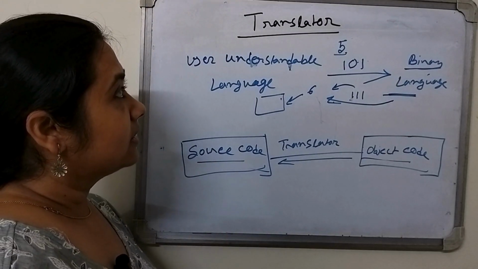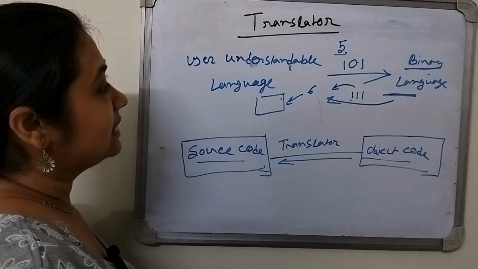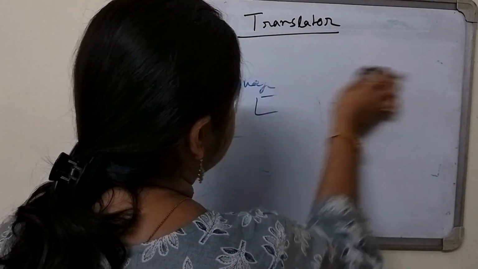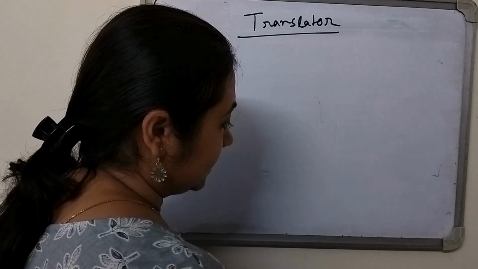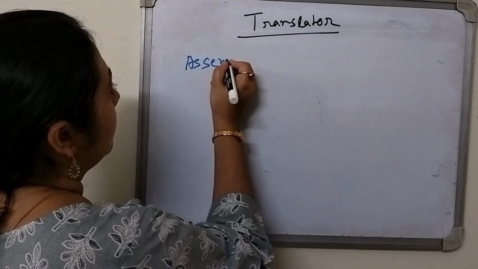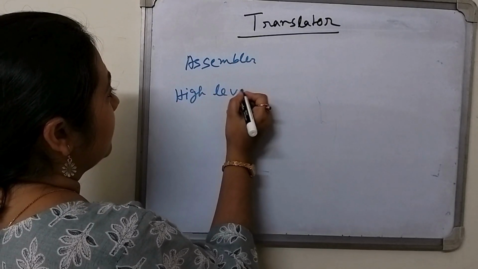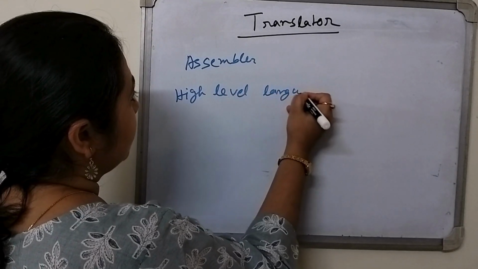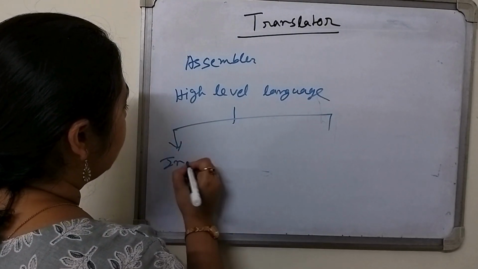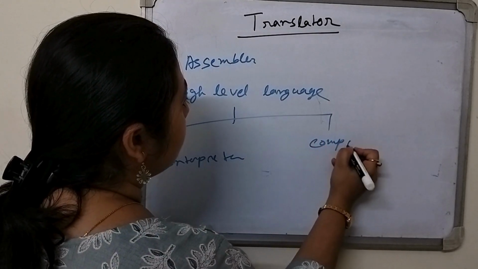Now we can see some types of translator. What translators are there? There are some types of translator present. What are they? They are the assembler and the high level language translator. In the high level language translator, there are two translators. One is the interpreter and another is the compiler.